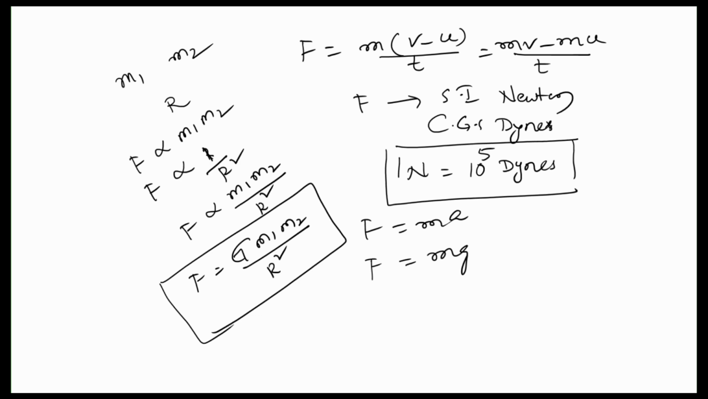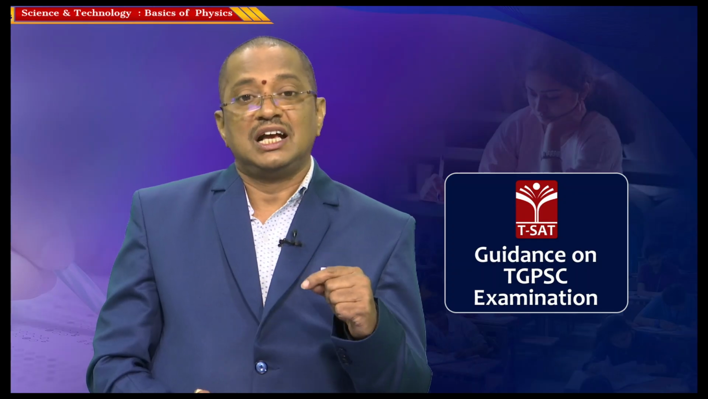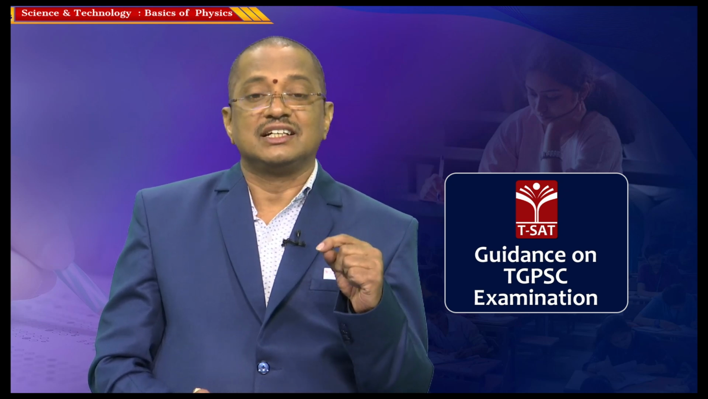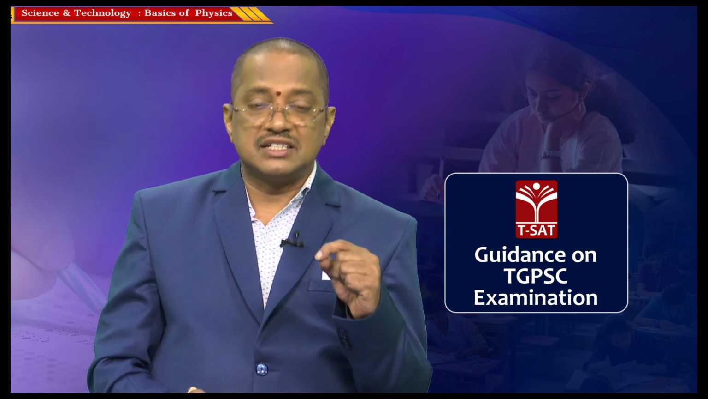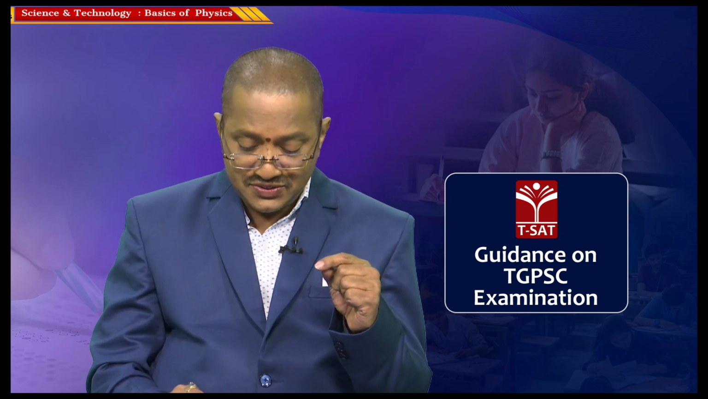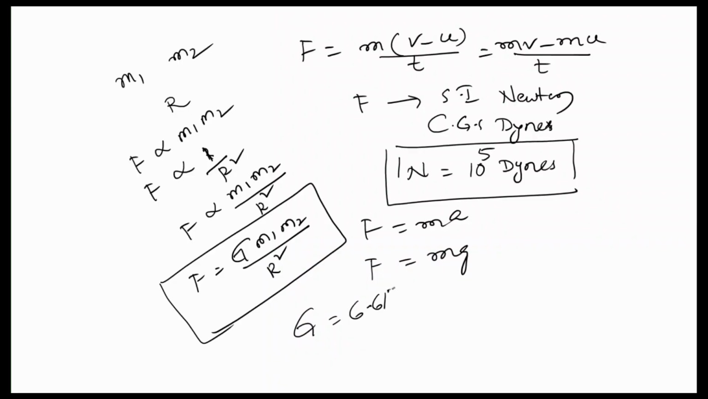This one is called universal gravitational force. F is called the universal gravitational force and G is called the universal gravitational constant. This is very important. This G value is 6.617 into 10 power minus 27 Newton meter square per kg square. This is the value of the universal gravitational constant here.